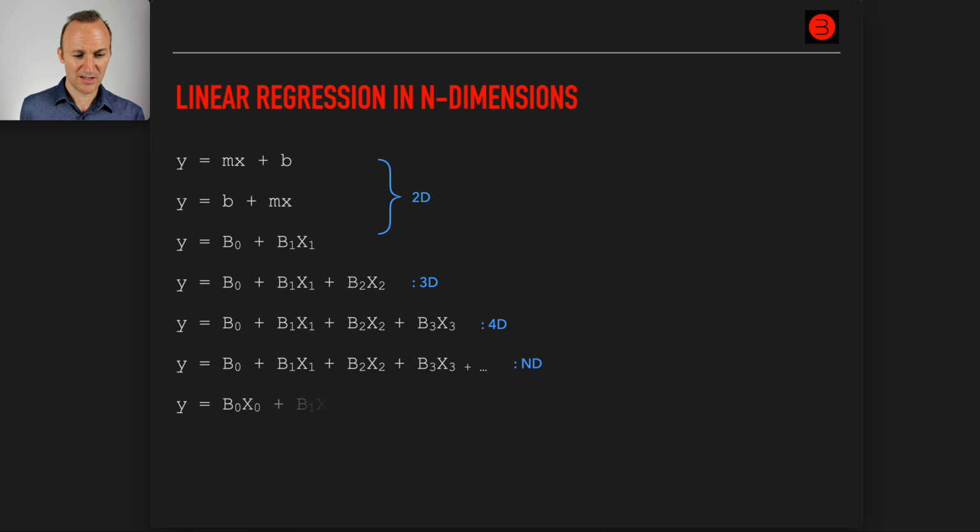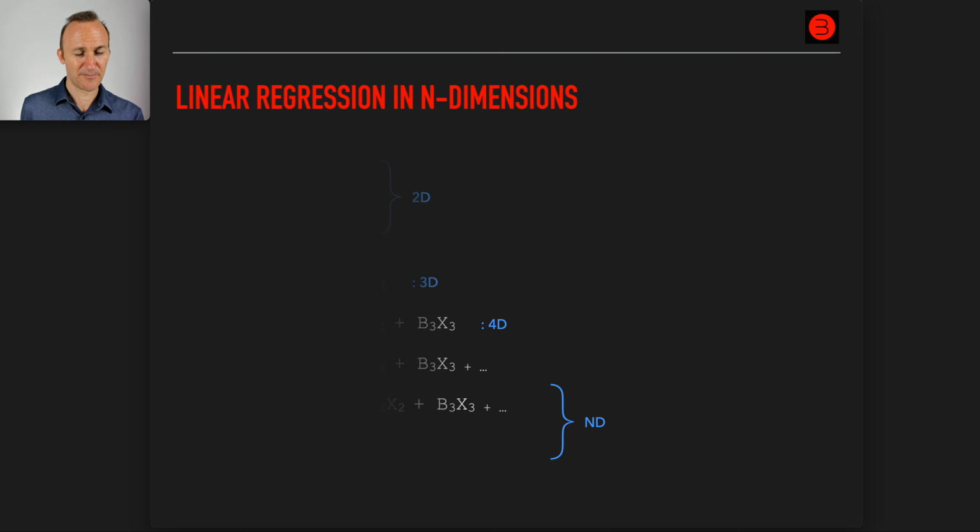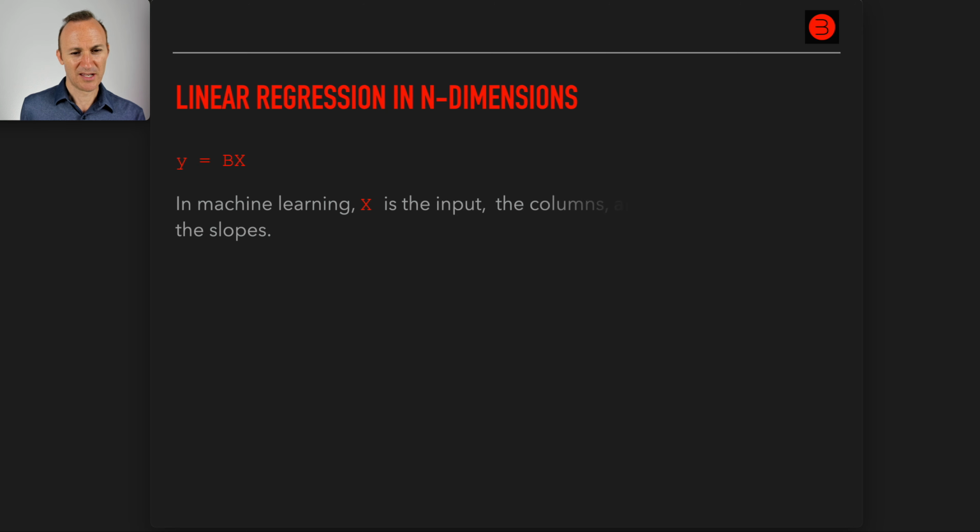Now, you can make a modification. If x sub 0 is 1, then that's true, right? Because b sub 0 times 1 is b sub 0. And then you have the summation of all the b's and the x's. Sometimes that's just written as y equals bx. Note that those are all n-dimensional representations. So y equals bx. In machine learning, x is the input, which are the columns, and b are the weights, the slope. So b is what you use to multiply the columns by.